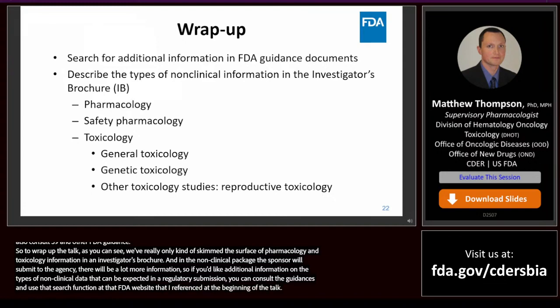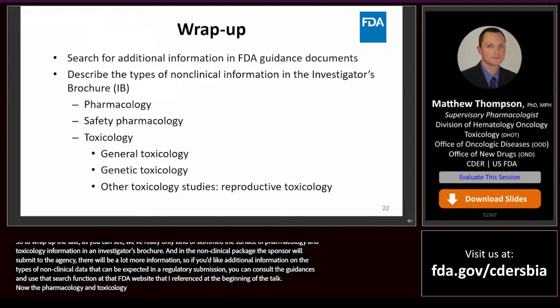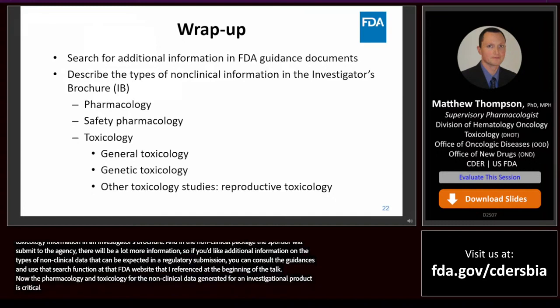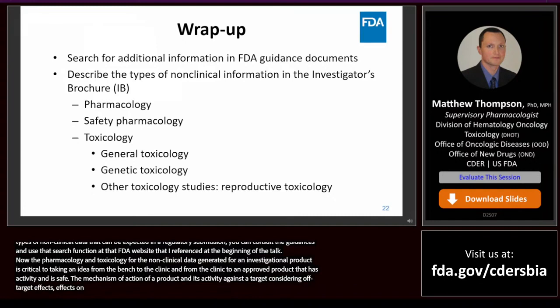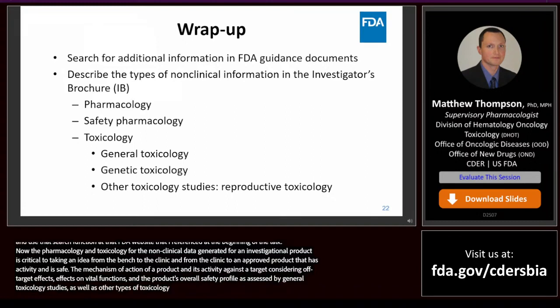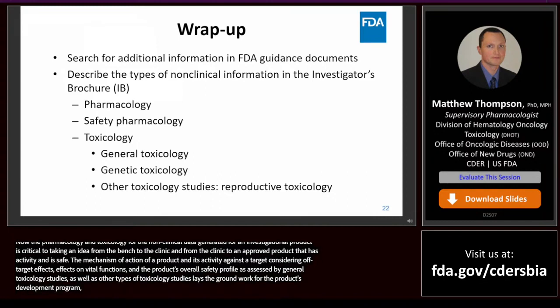Now, the pharmacology and toxicology, or the non-clinical data generated for an investigational product, is critical to taking an idea from the bench to the clinic, and from the clinic to an improved product that has activity and is safe. The mechanism of action of a product and its activity against a target, considering off-target effects, effects on vital functions, and the product's overall safety profile as assessed by general toxicology studies, as well as other types of toxicology studies, lays the groundwork for the product's development program, moving it from the bench to the clinic.